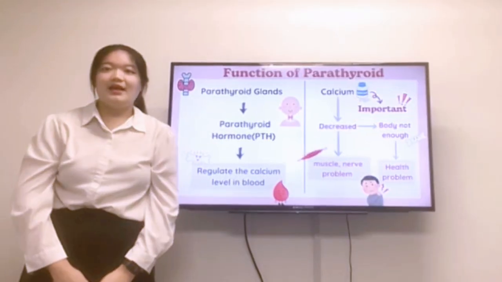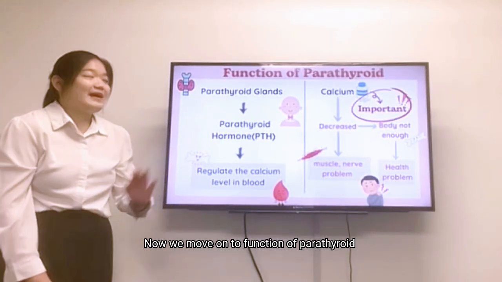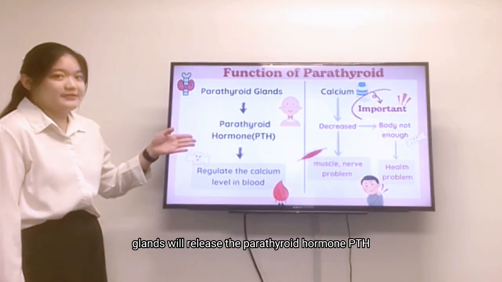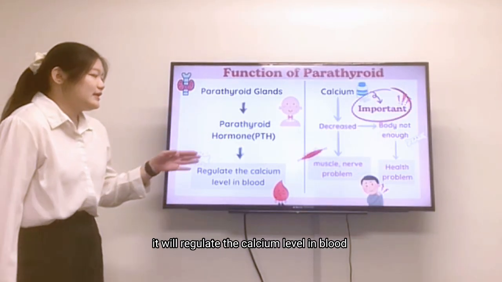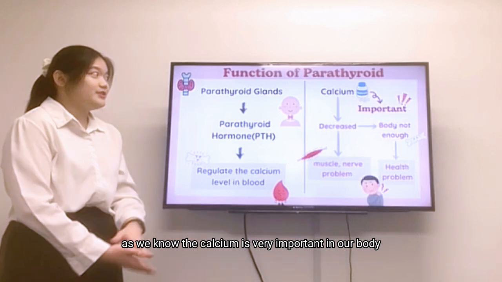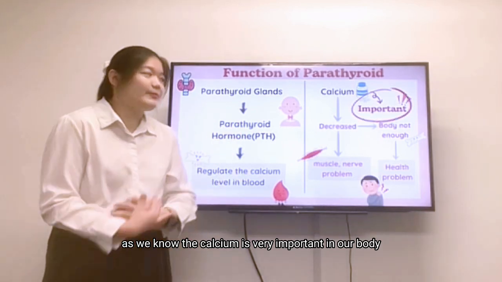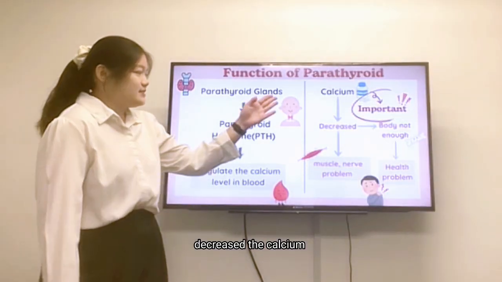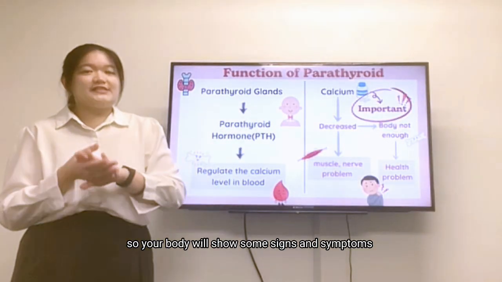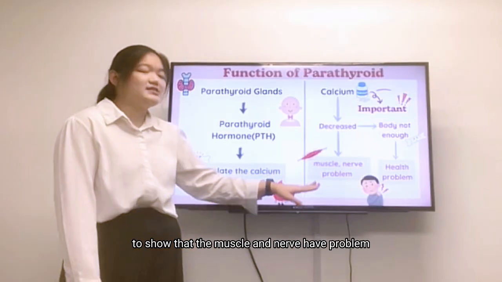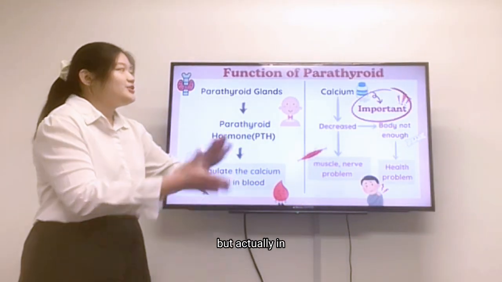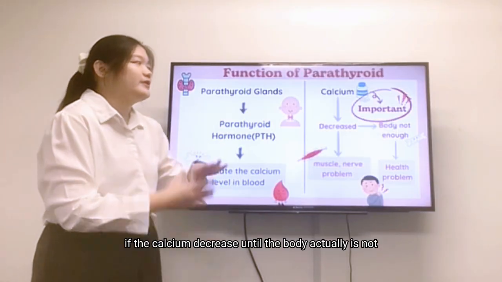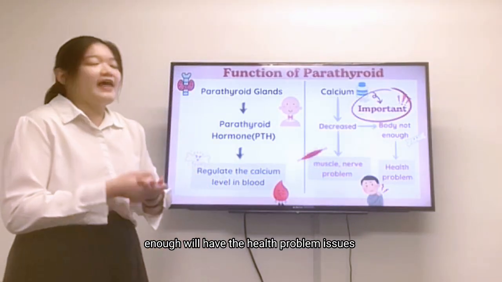Thank you. Now we move on to the function of the parathyroid. First, the parathyroid gland will release the parathyroid hormone, PTH. It will regulate the calcium level in the blood. As we know, calcium is very important in our body. So if our body has a slight decrease in calcium, the body will show some signs and symptoms to show that the muscle and nerve have problems. But if the calcium decreases until the body does not have enough, we will have health problems.